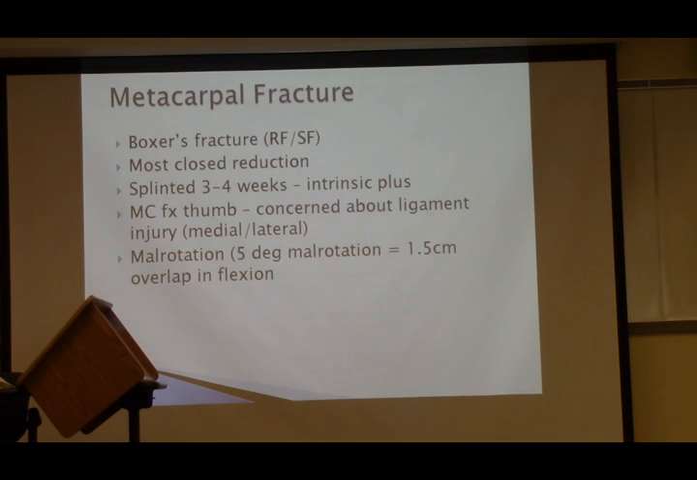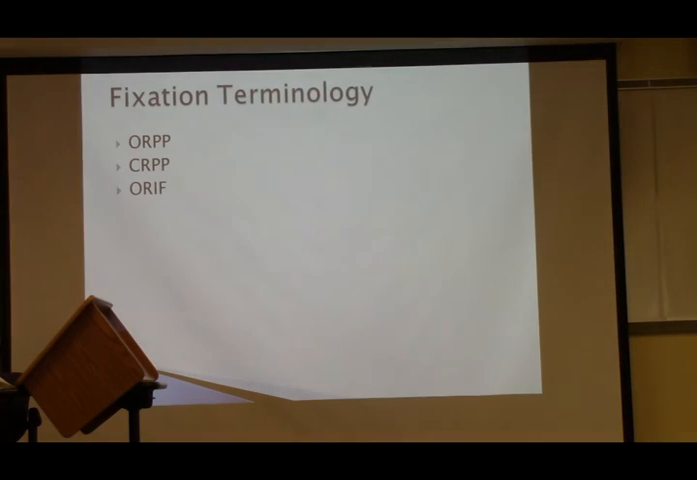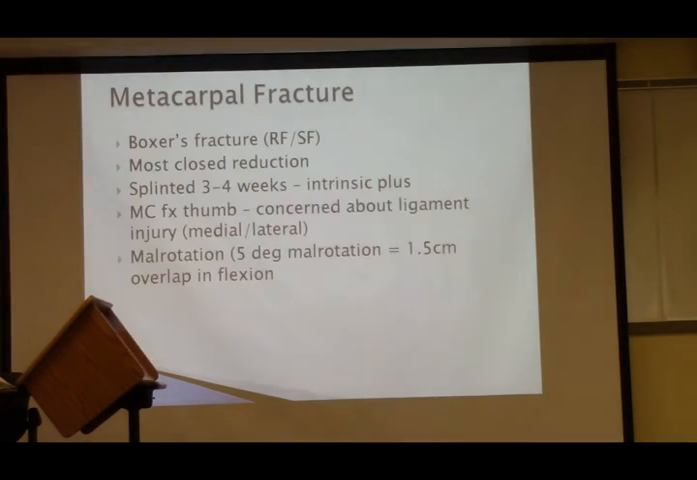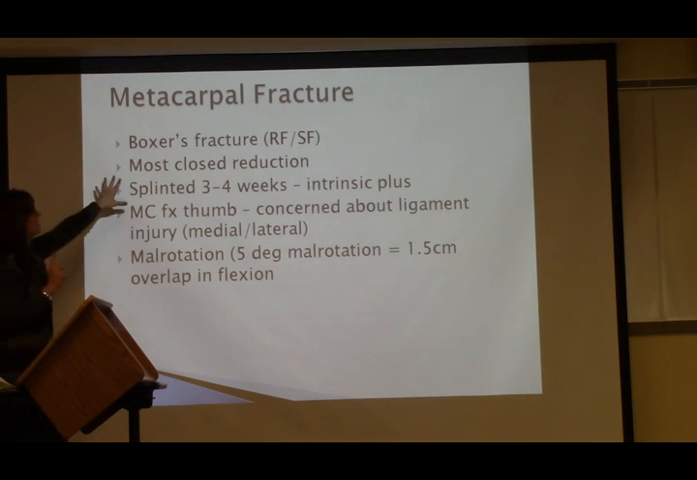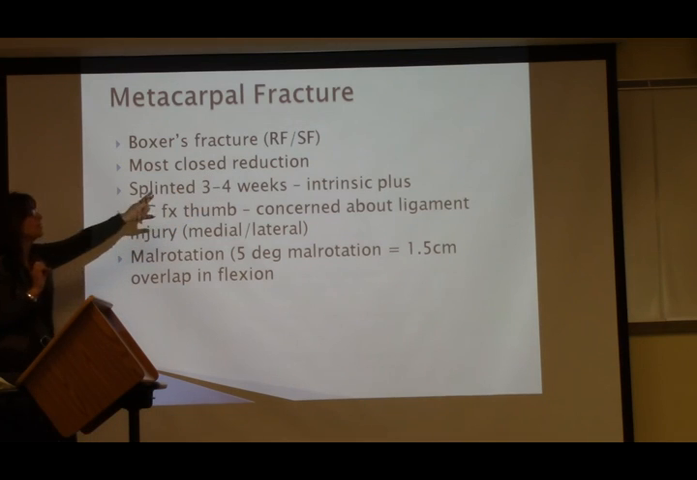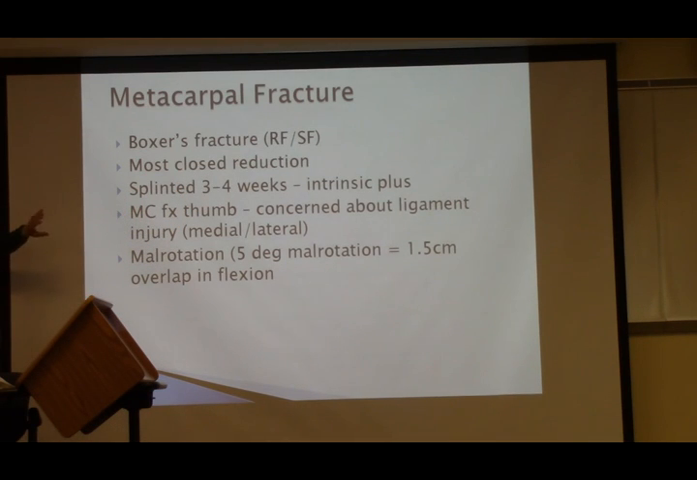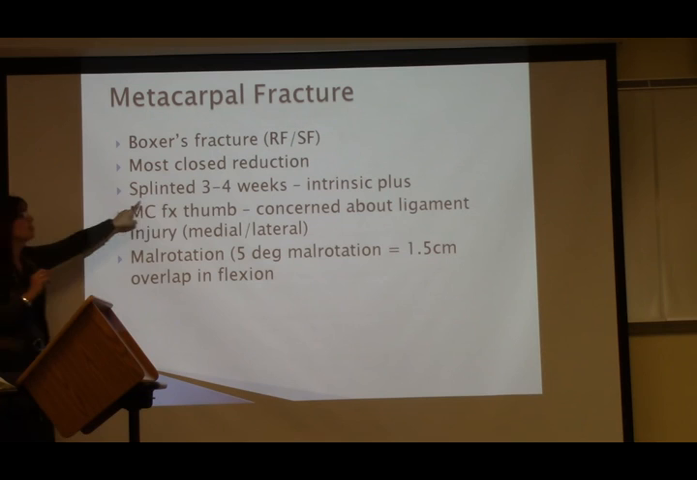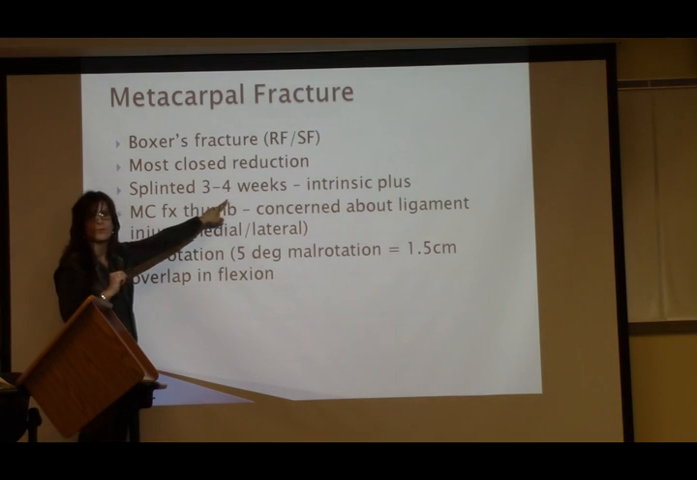All right, let's just talk about metacarpal fractures, and then we will save the elbow and the wrist for next week. We already talked about Boxer's fracture. It's a fracture of the metacarpal of the ring and small. Metacarpal fractures heal quick, 3 to 4 weeks most of the times.